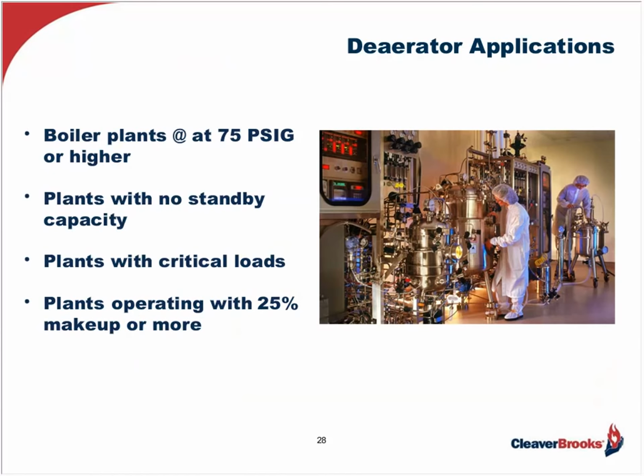Plants with no standby capacity. Okay, so if you don't have another boiler, we want to make sure the one we have is operating and reliable. So a deaerator is certainly going to help along those lines. And plants with critical loads. I mean, it just goes without saying. If you've got a critical load where you could lose your batch, and there's critical temperatures and pressures that have to be maintained, a deaerator should be seriously considered. And then all plants operating with 25% makeup or more.